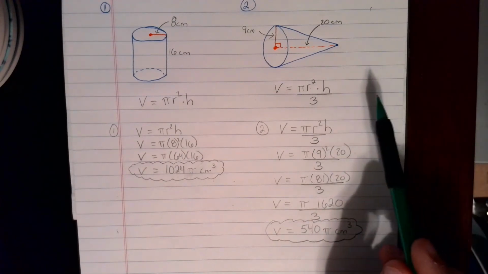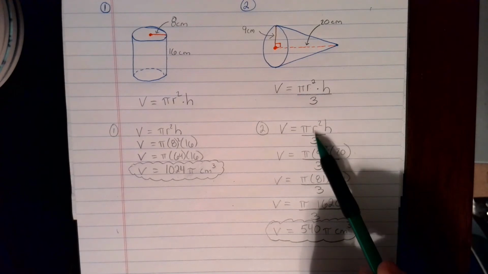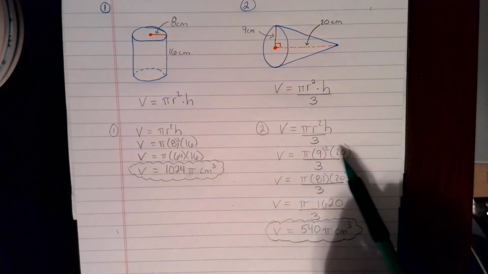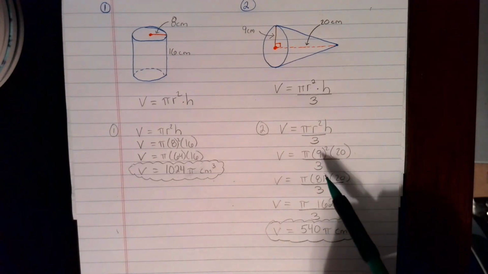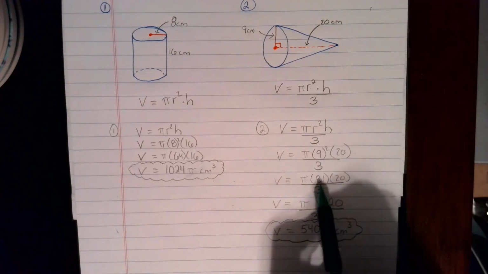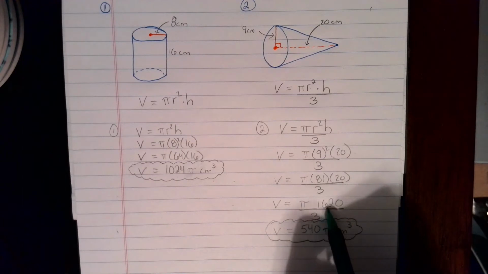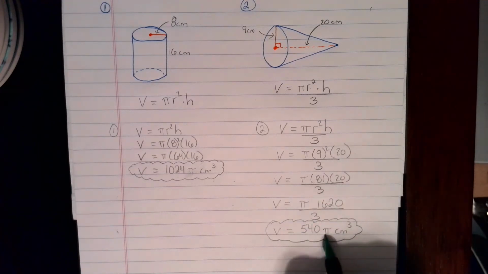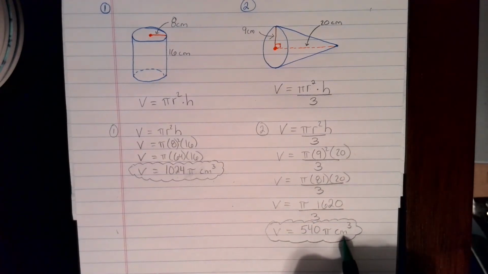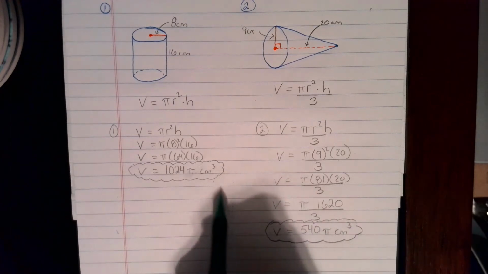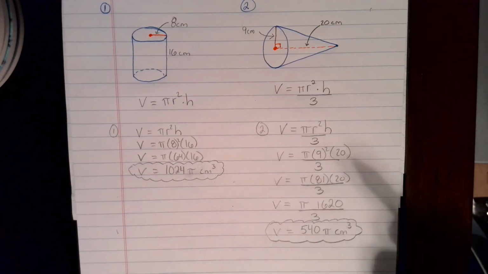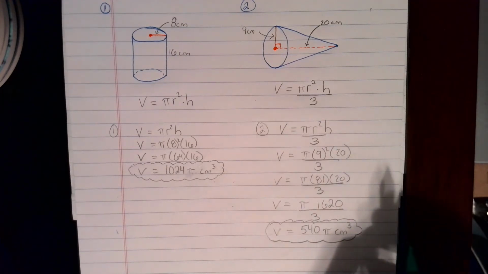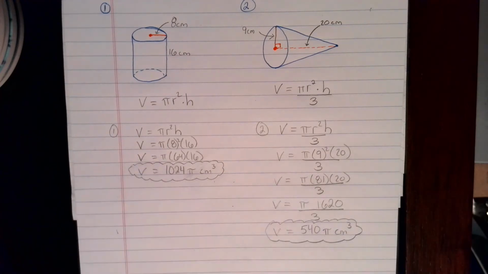So I do all the same steps: I take the formula, I plug in, in this case, 9 for r and 20 for h. 9 squared, 9 times 9 is 81. Multiply 81 times 20 is 1620. And then I've got to not forget to divide it by 3. That gives me 540 pi cubic centimeters. So cubic centimeters, three-dimensional for volume there. So there's those two problems.